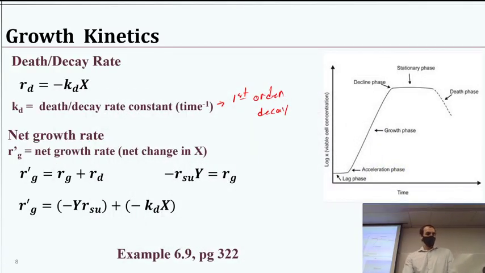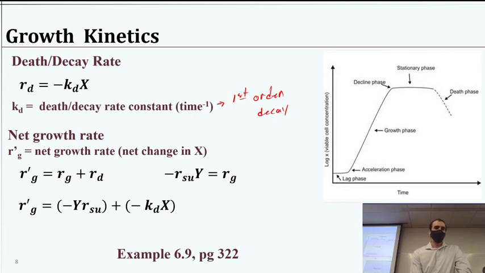Okay, so let's get this net growth rate then. If we have growth and we have decay, what's our net? Well, net would be R prime of G, is the way we'll call it. So that's that prime, meaning kind of the net growth rate. This is going to be our net change in X. So we can define this simply as RG plus RD.